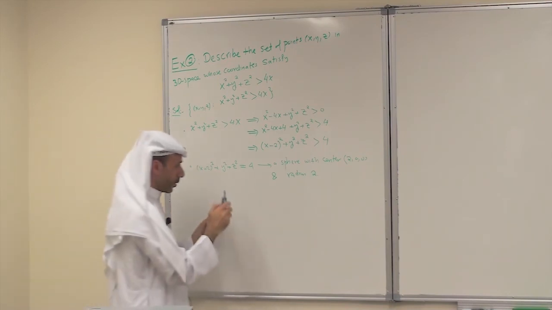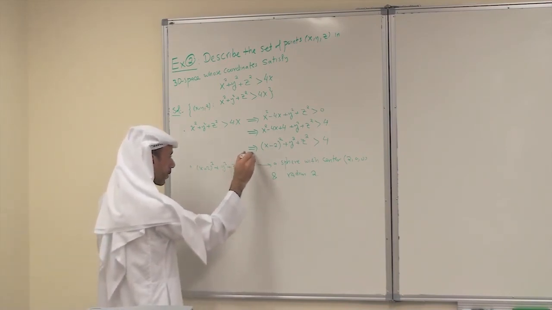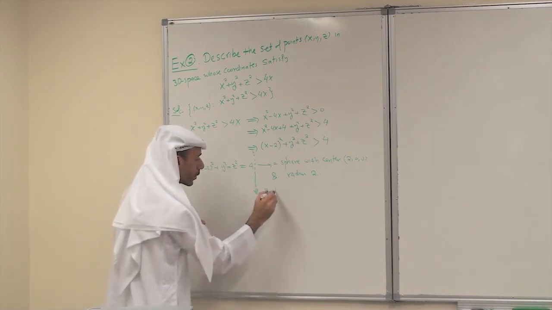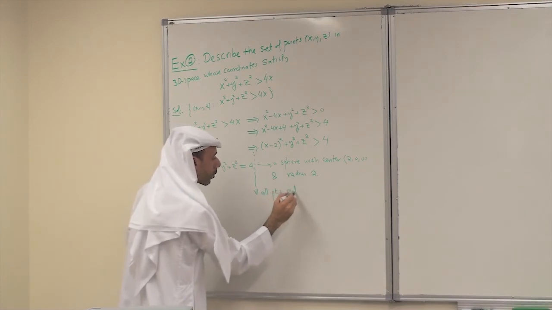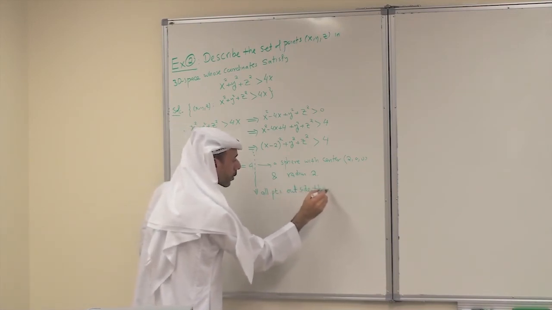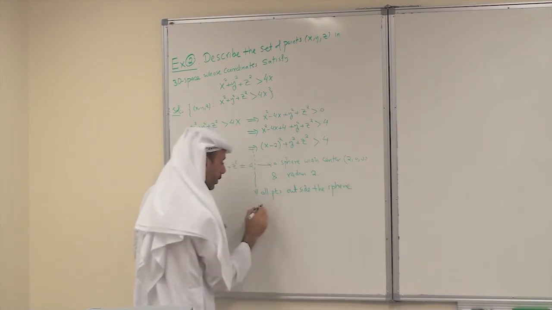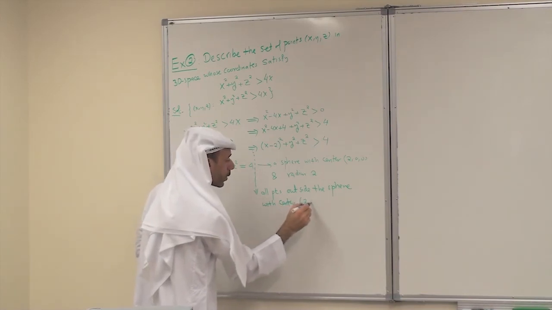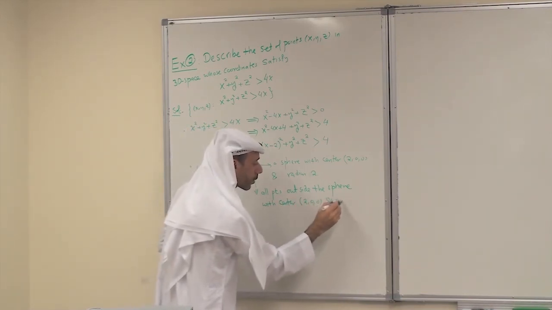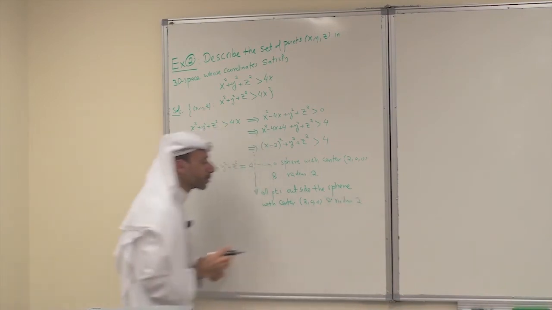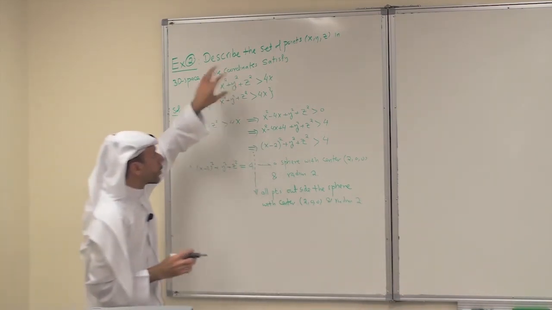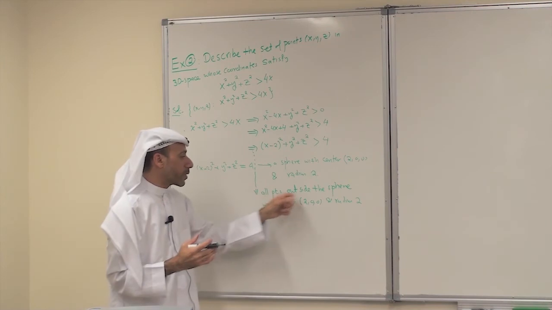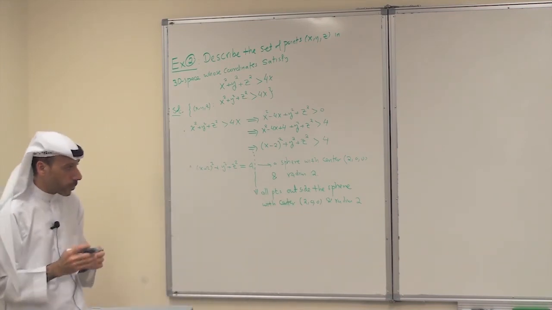So this implies that these points are all points outside the sphere with center (2, 0, 0) and radius 2. These points form all points outside the sphere with center (2, 0, 0) and radius 2.